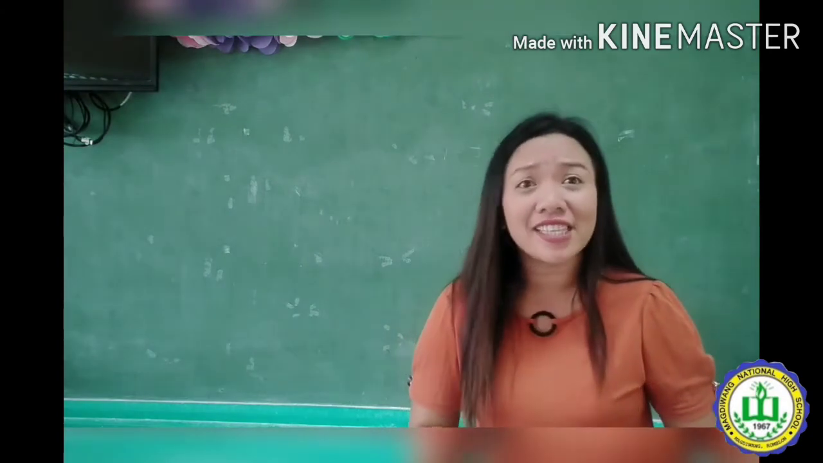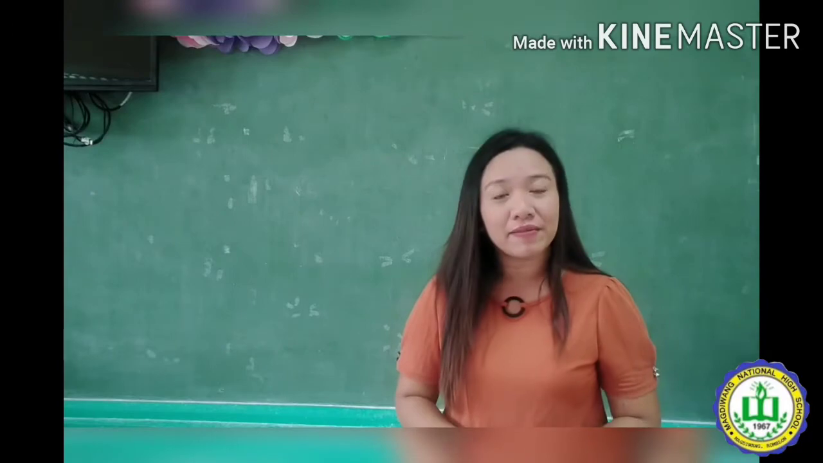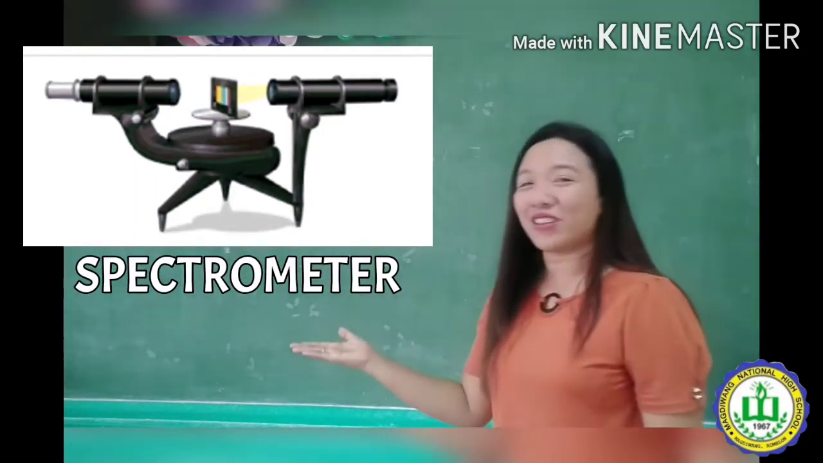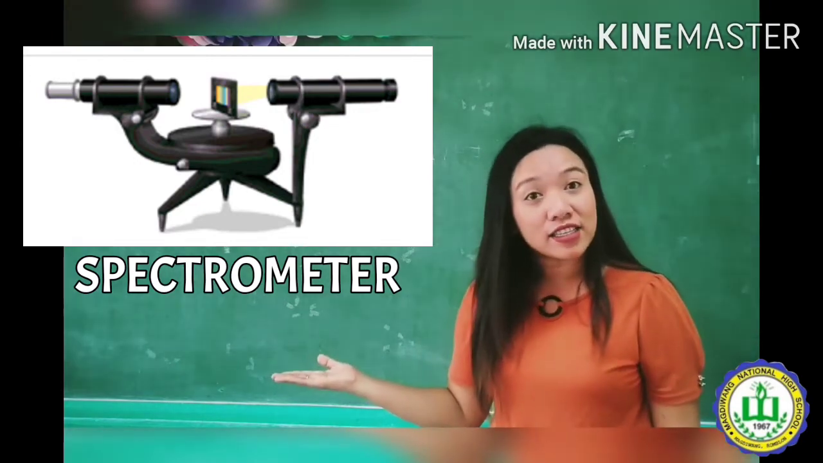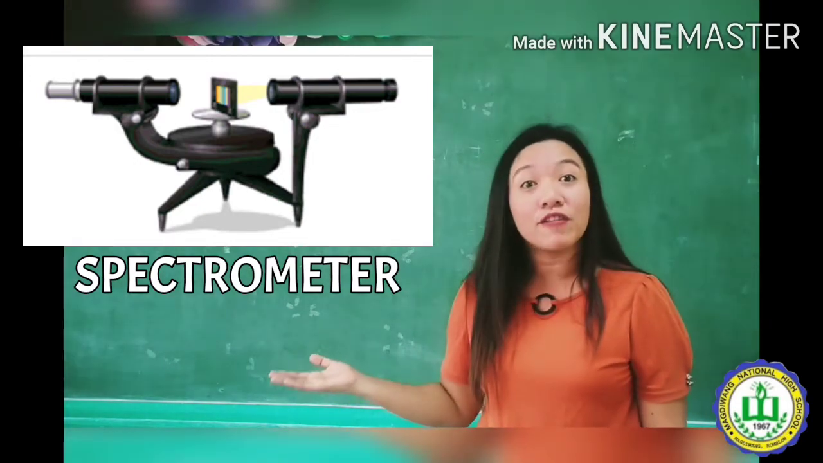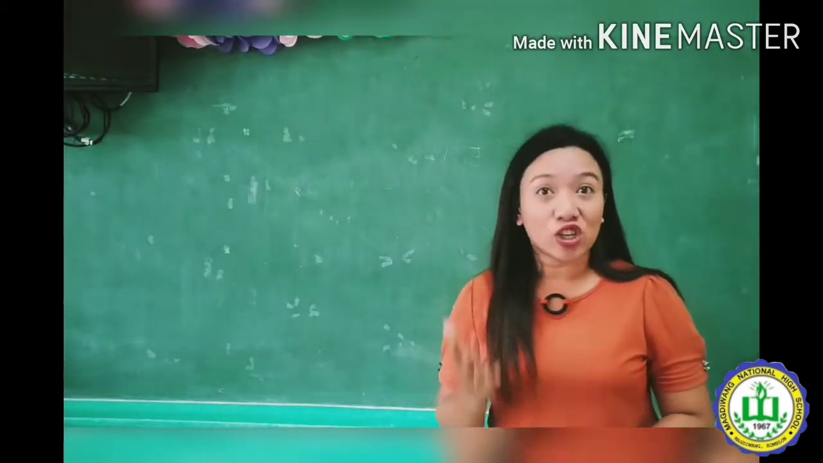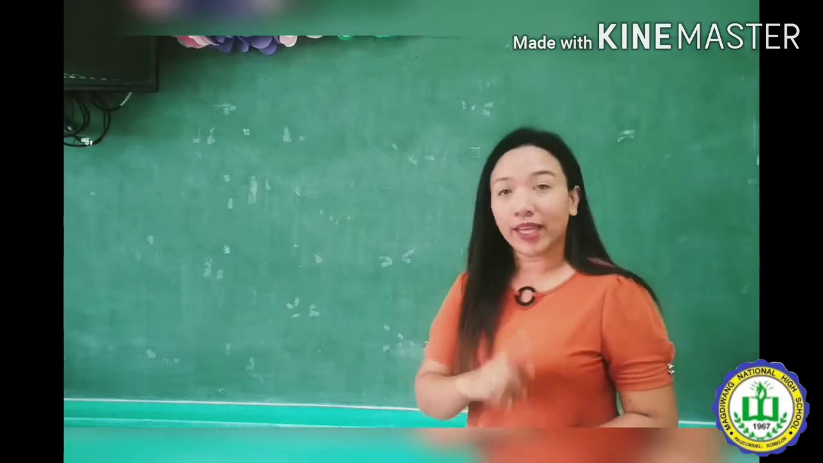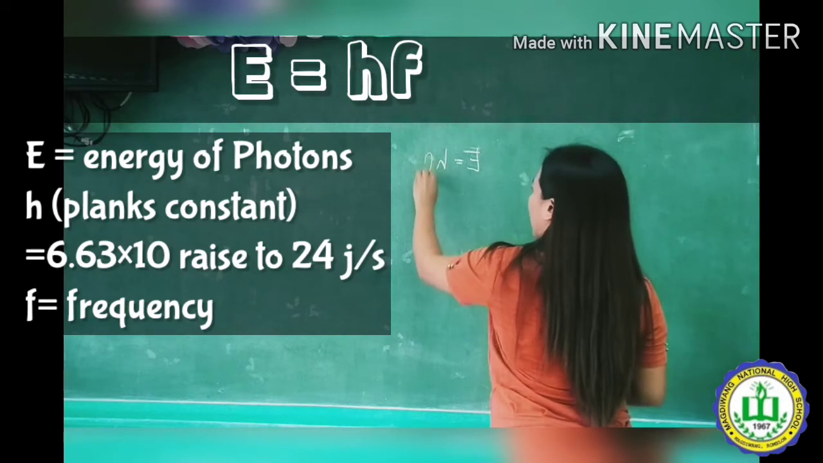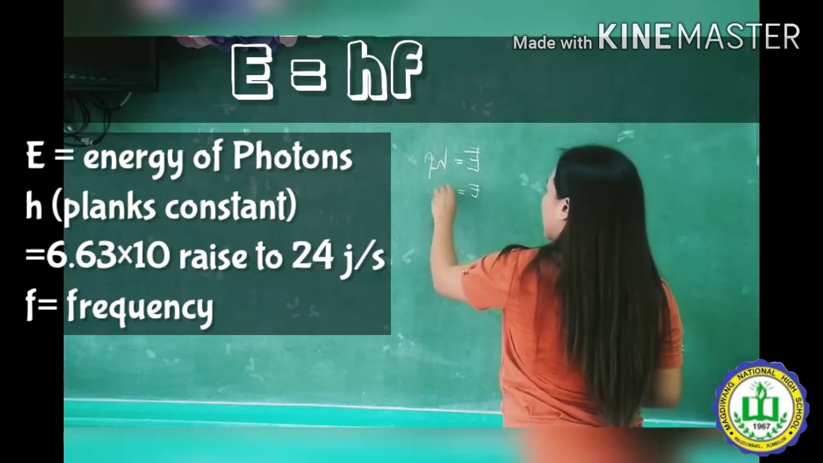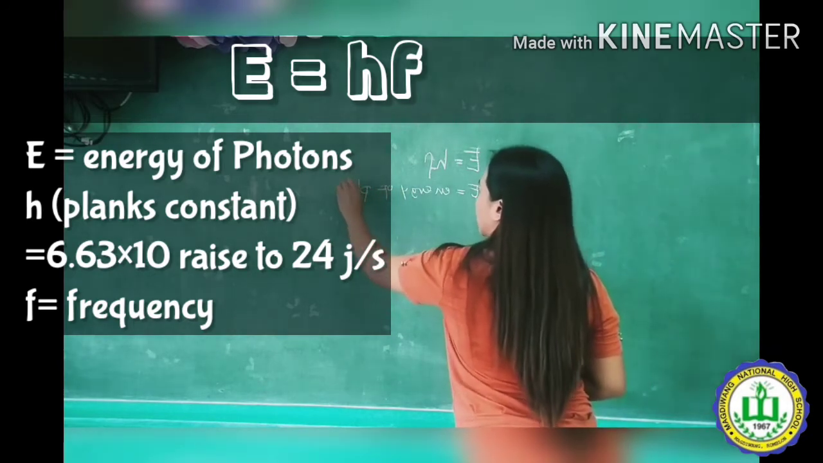So what do you think is the instrument used by scientists to measure these frequencies of light? It's called the spectrometer. Ito yung mukha ng instrument na ginagamit ng ating mga scientists to measure the frequency of light. Okay, so the relationship between the energy and frequency is given by the equation E = hf, where E is the energy of photons.